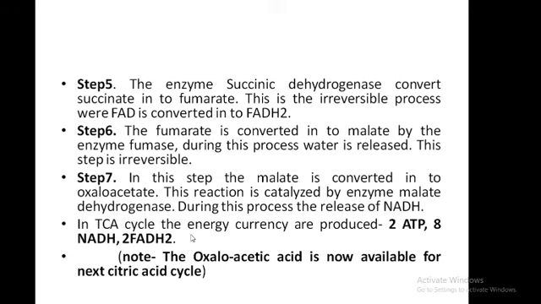In the TCA cycle, it produces 2 ATP, 8 NADH and 2 FADH2. Note, the oxaloacetic acid is not available for the next citric acid cycle. That's why there are multiple pumps present on the mitochondria to take the oxaloacetate within the matrix. Okay, thank you.